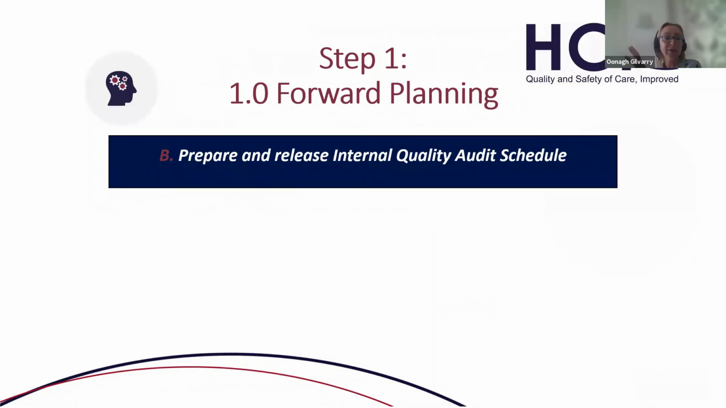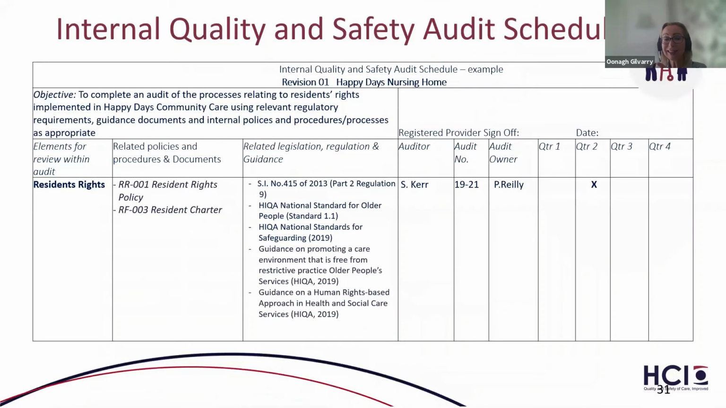A lot of interest in relation to the audit schedule and what that should look like. Now, this is just a mock-up of one that I've done. So in this model, I've picked resident rights. So what are the sort of things? From the outset, if I was in charge of internal audits within a facility, at the beginning of the year, I would put out an internal audit schedule that would cover the 12 months.